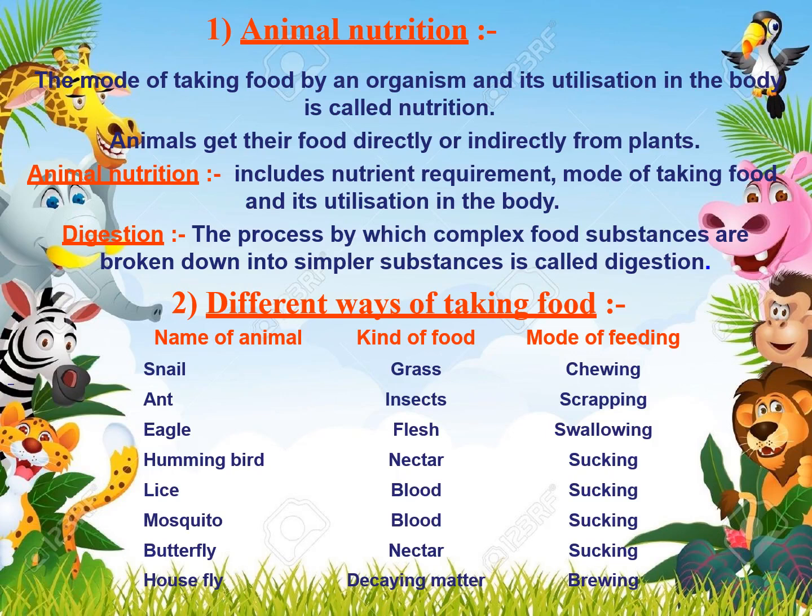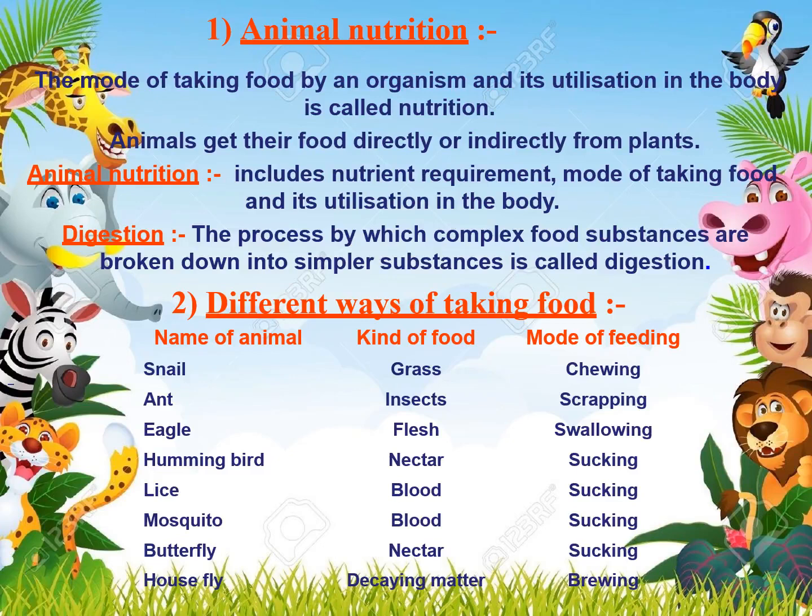And what is nutrition? Nutrition means the mode of taking food by an organism and its utilization in the body. This process is known as nutrition. Animals get their food directly or indirectly from the plants. Basically, on the modes of nutrition, animals are divided into three main categories.